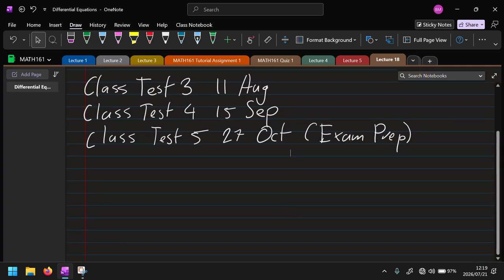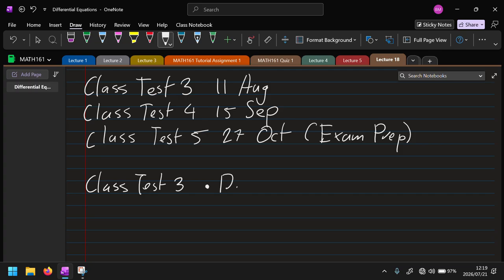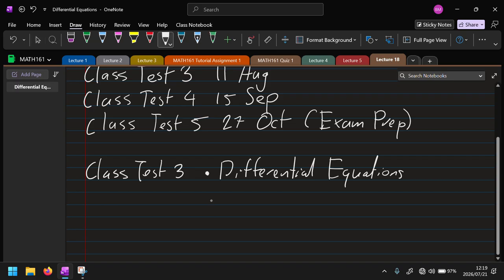Then the scope, just so that you can start thinking about what's in these tests. For class test 3, this will be on differential equations. So that will be the stuff from this week and next week. Differential equations, and then the second part will be on polar coordinates. That will be done in the 3rd week, and then the class test 3 will then be in the 4th week.